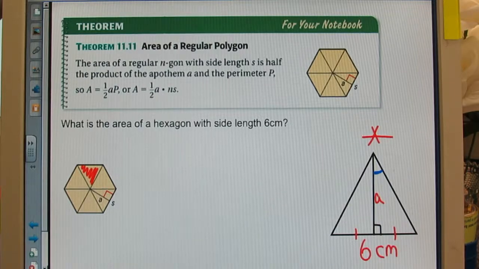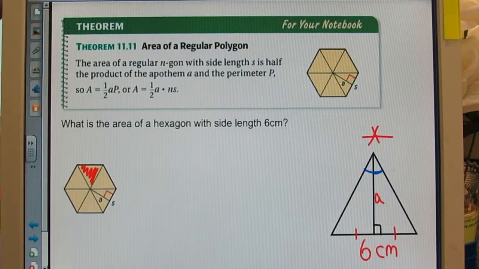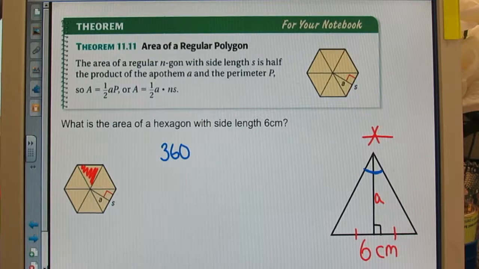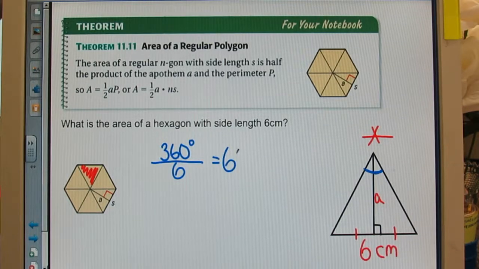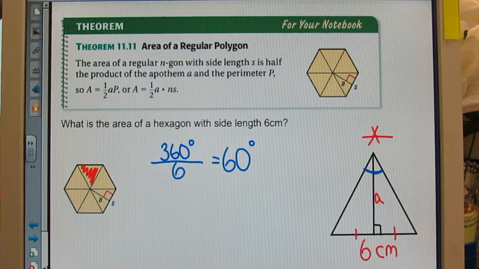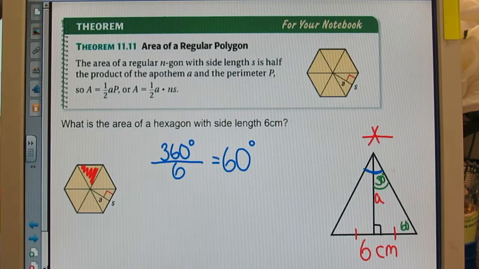Absolutely. So I know that the whole angle is going to be a central angle. So the measure of the angle is going to be 360 degrees divided by my number of sides. I have a hexagon, so I have 6 sides. So it's going to be 60 degrees. And I also know that the apothem bisects this angle. So it's going to be 30 degrees for just this portion. Since it's a triangle, I know that this side's 60 degrees.